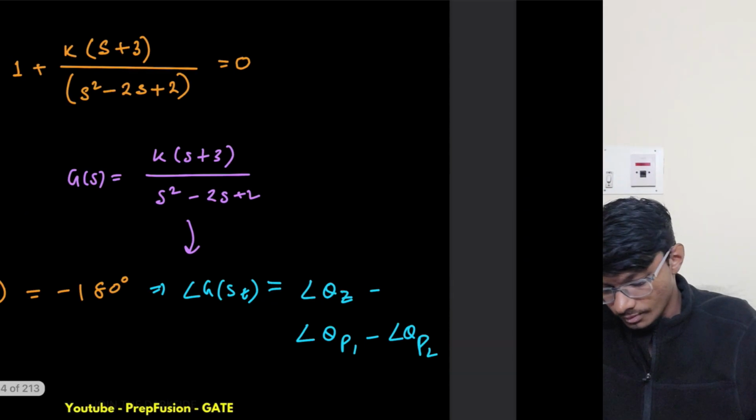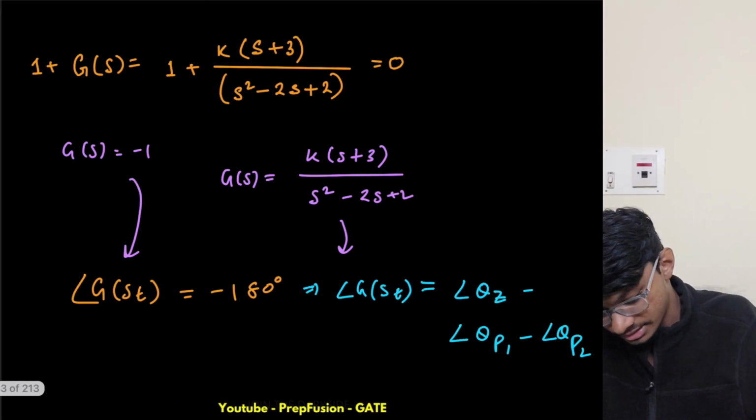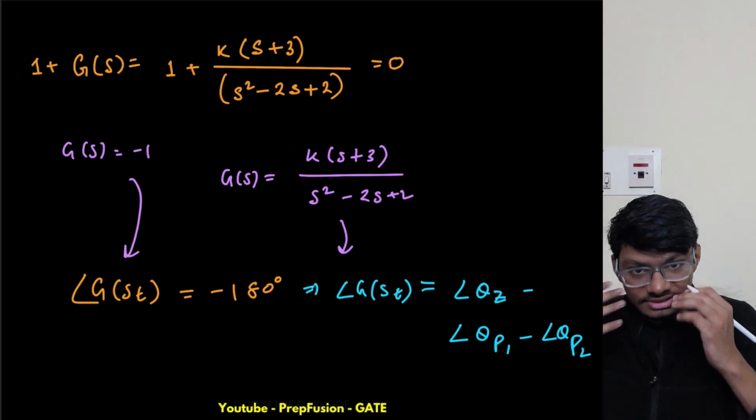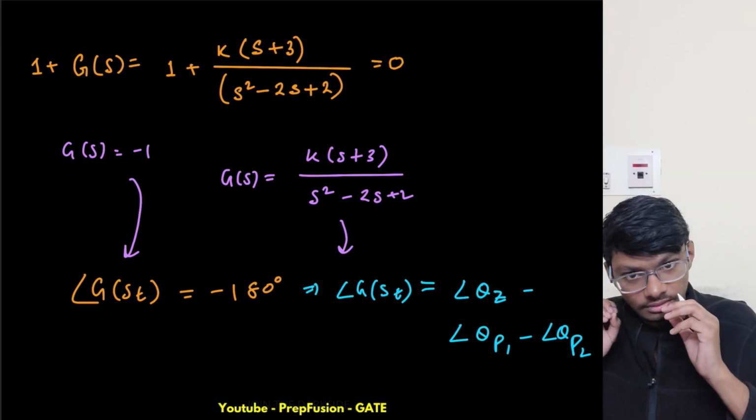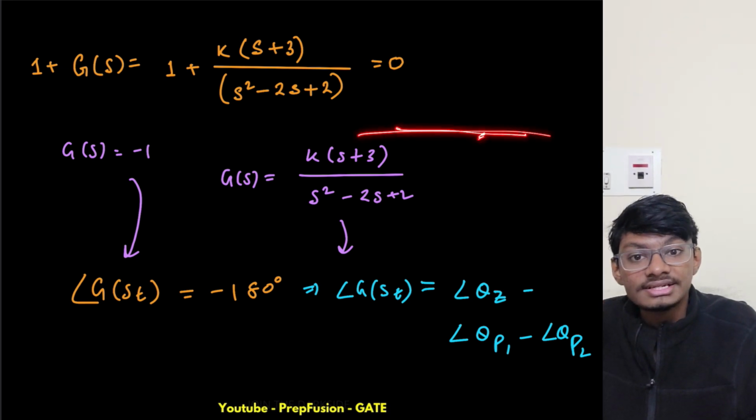So coming back to the question, what will be my angle? Oh sorry, one thing I should also write is the angle of k. The angle of k is also in the numerator, but this is 0 basically, because it is a positive number, and with respect to the positive axis, it is 0 itself, right?